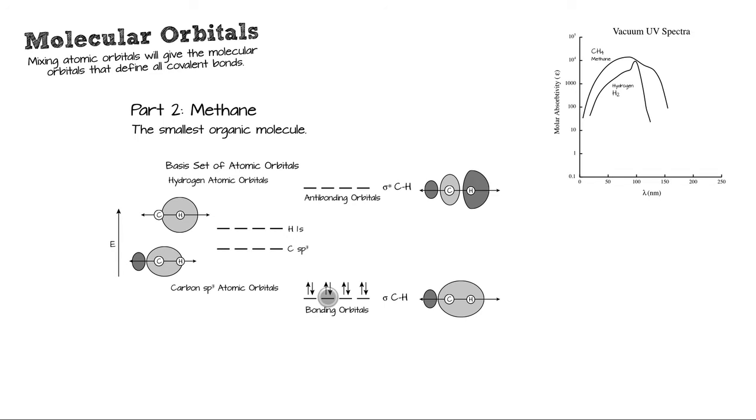Now, the energy difference between a carbon-hydrogen sigma bond and its antibonding orbital is a little less than with hydrogen. You can see that the absorbance goes a little higher in the vacuum UV, and that's because carbon and hydrogen are not identical atoms, so you don't get absolutely perfect overlap. So that's an alkane UV spectrum. Still way down in the vacuum UV.